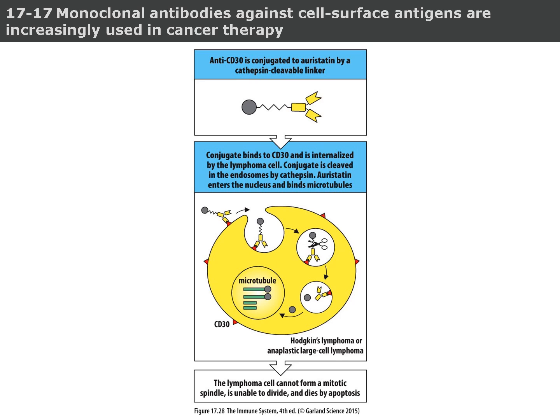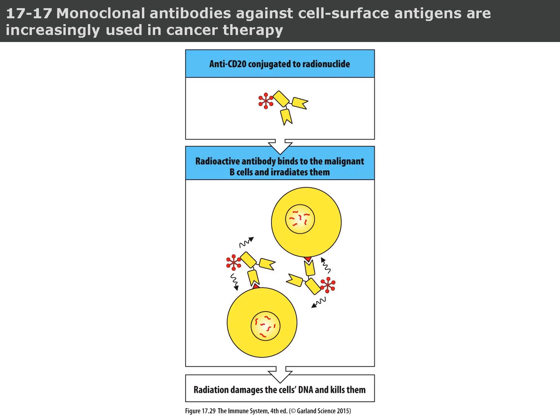This figure explains how targeted delivery of a cytotoxic drug can kill lymphoma cells. An anti-CD30 antibody is chemically linked to auristatin, a cytotoxic drug, by a cathepsin cleavable linker. After the antibody binds to CD30 on lymphoma cells, the conjugate is internalized. Inside the cell, cathepsin enzymes cleave the linker, releasing auristatin. Auristatin disrupts microtubules inside the cell, preventing formation of the mitotic spindle. As a result, the lymphoma cell is unable to divide and eventually dies by apoptosis.